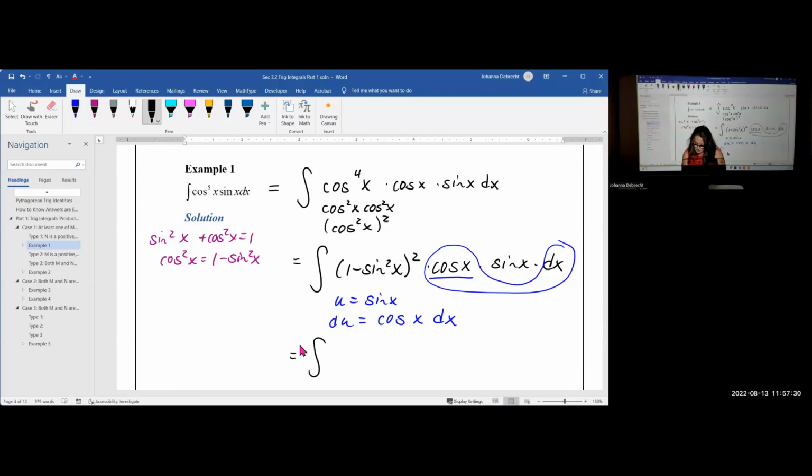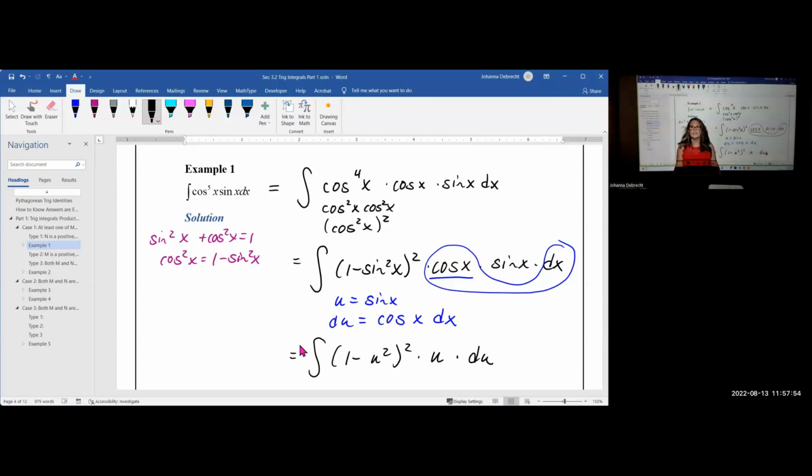This becomes the integral of 1 minus u squared times sine of x, which is u, times du, which is the cosine of x dx. Well, now this is simpler, right? This becomes something that's in essence polynomial in behavior. Why don't you just be able to use the power rule for integration on that?